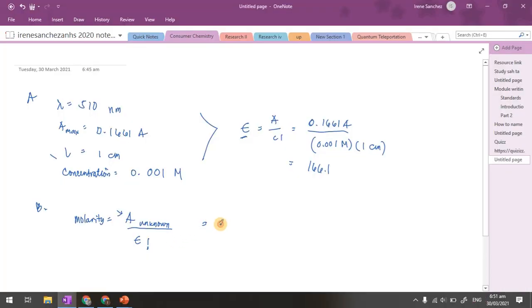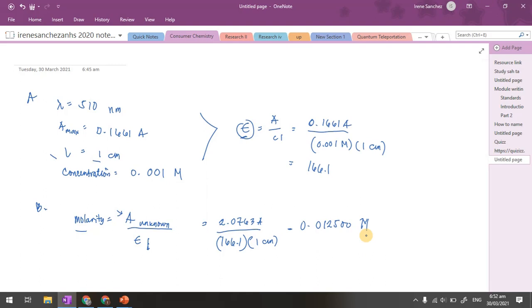So let's have 2.0763 A. Let's check again. And then over this, the one that we solved here, 166.1 multiplied by the length of the cuvette, cross section length 1 cm. So you plug it in your calculator: 2.0763 over 166.1 times 1. The answer is 0.012500 molar, because it's big M. So that's now the concentration of our unknown substance.